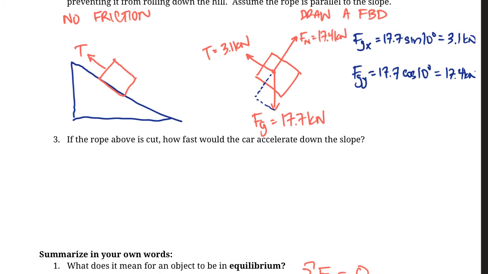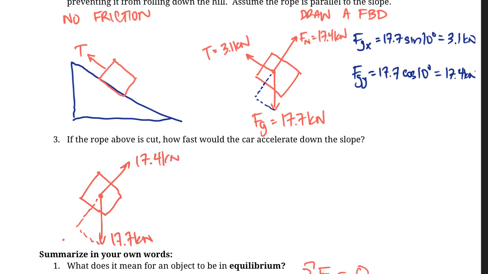So the car is going to be pulled down and to the right by gravity, right? The x component of gravity. So the new free body diagram will look something like this. I'm going to draw it quickly. It'll have a gravity force, right? That's still 17.7 kilonewtons, but it's going to have these two components that aren't balanced out anymore. The normal force is, so this is still 17.4 kilonewtons.